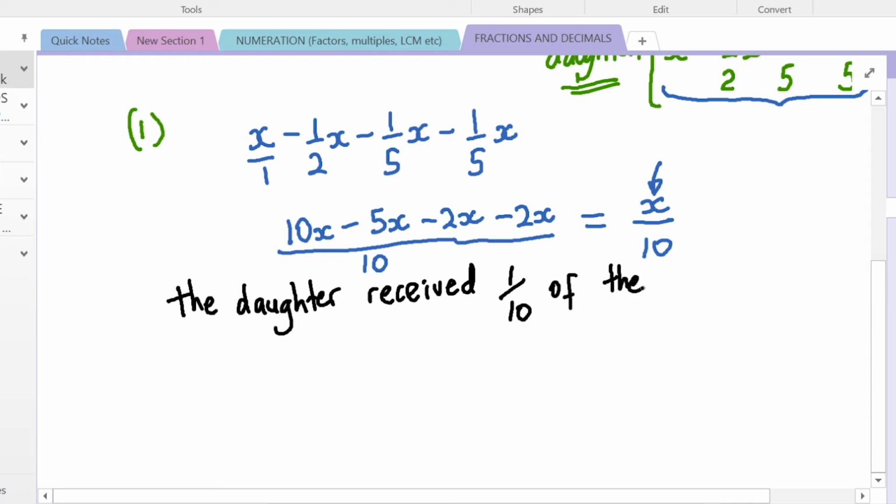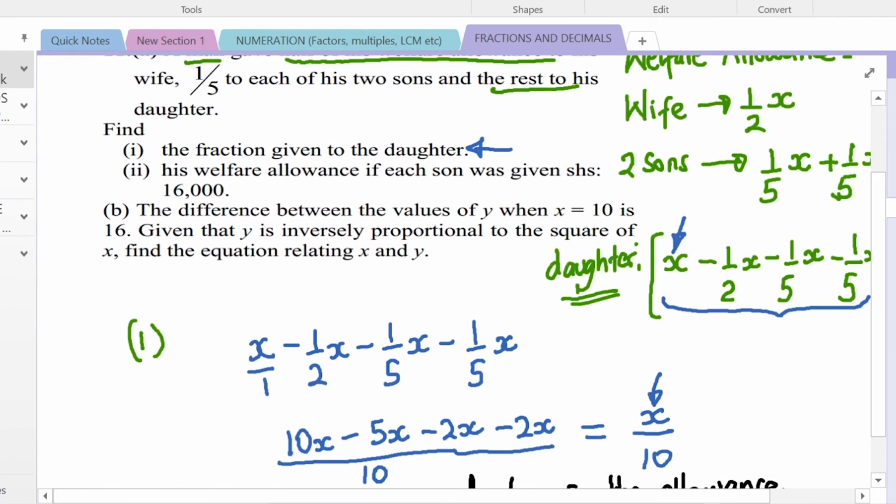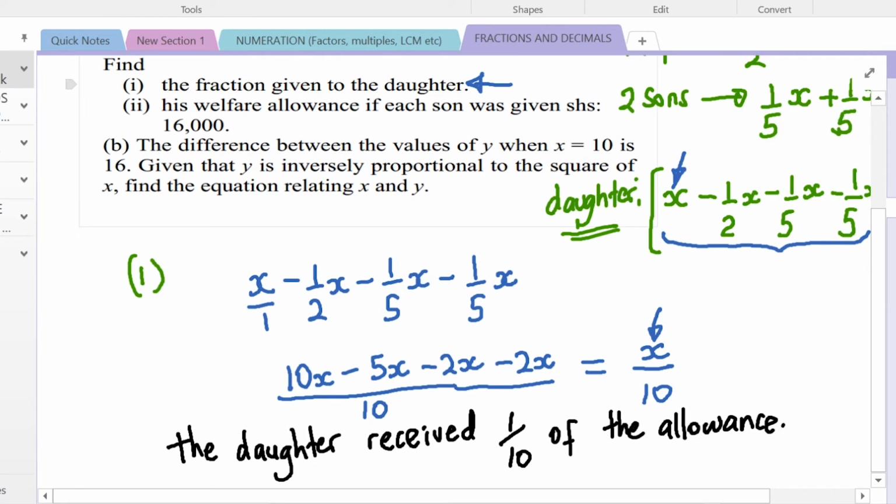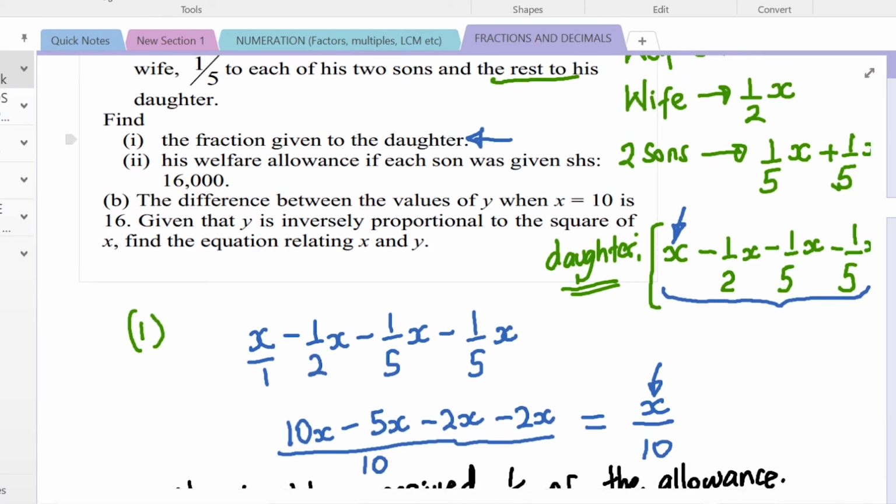of the allowance. Like that. So the daughter received 1/10 of the allowance. Then Roman 2, the question says to find his welfare allowance. Roman 1, that's what we do. Then Roman 2, find his welfare allowance if each son was given 16,000.